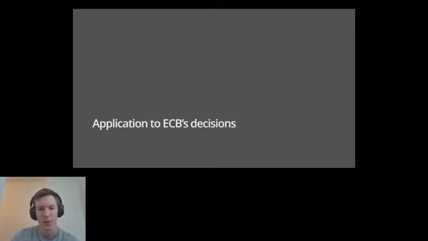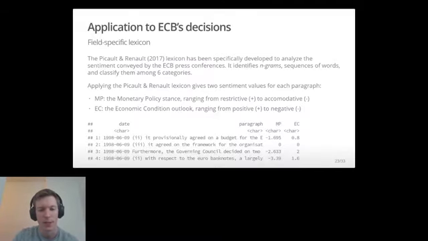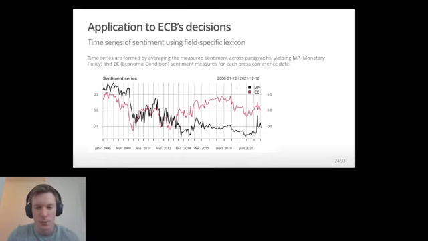I use a field-specific lexicon that was developed by Picault and Renault, and basically it develops two lexicons: one that detects whether the monetary policy stance is restrictive or accommodative, and one for whether the economic condition outlook is positive or negative. So this is the lexicon I'm going to use, and you can have some time series there. For example, what's interesting is that you can see the monetary policy went from restrictive to accommodative as the interest rate dropped during the years in Europe.